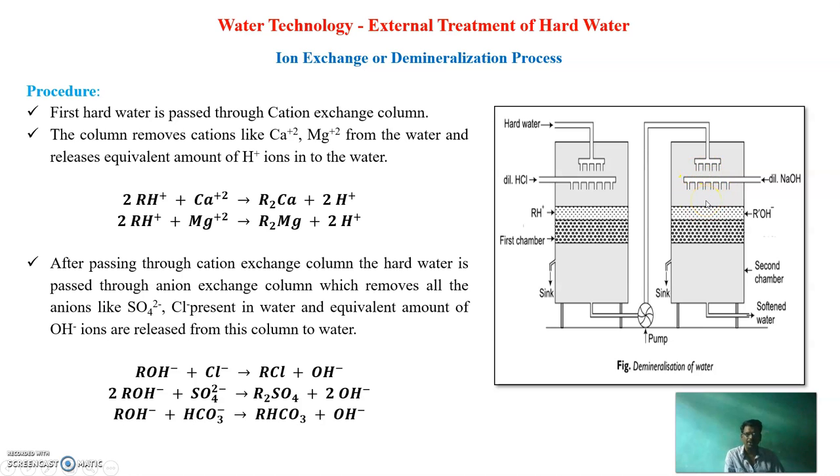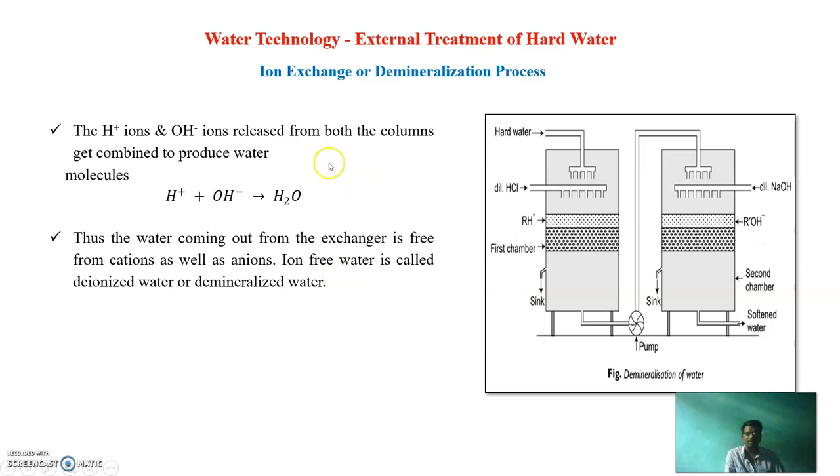That means chlorides, sulfates and bicarbonates are exchanged with OH minus, and the water coming out through this column is slightly neutral, because the OH minus in this column reacts with the H+ ion from the other column. H+ and OH minus combine together to form neutral soft water. Now the water coming out of these exchangers is free from both cations as well as anions. This ion-free water is called deionized water or demineralized water.